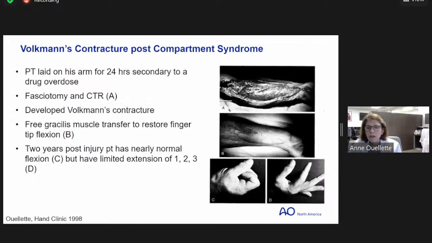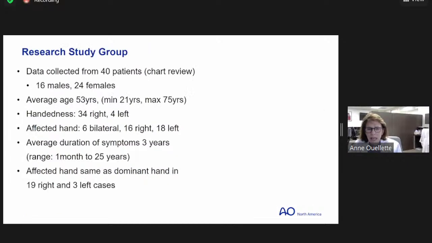So for this patient, they lay on their arm for 24 hours, secondary to a drug overdose, and developed Volkmann's contracture, but we freed everything up, did a gracilis muscle transfer to restore his finger motion, and he still was able to function well enough, even though he had limited extension. And so don't give up on people.